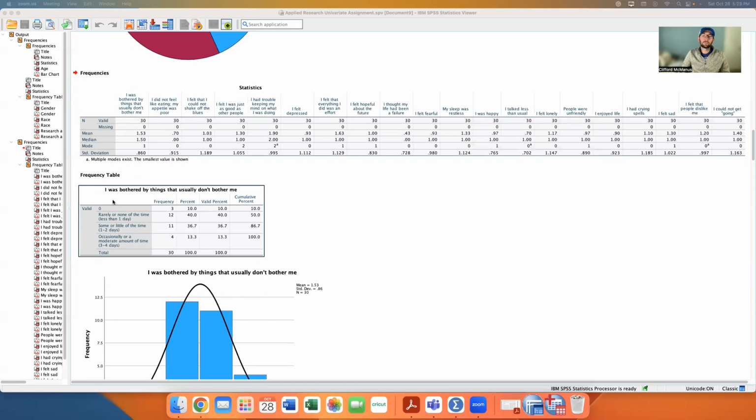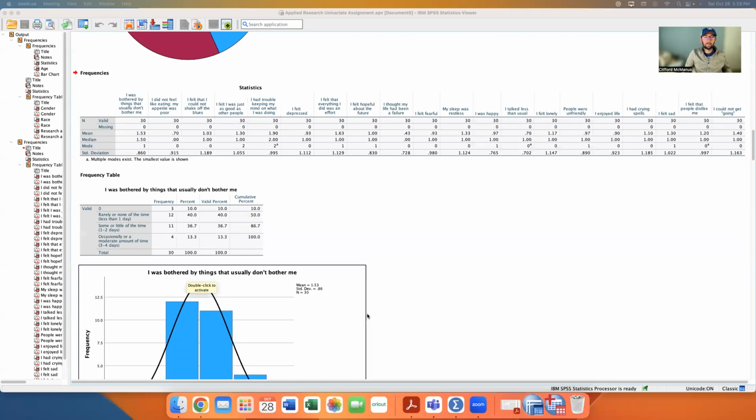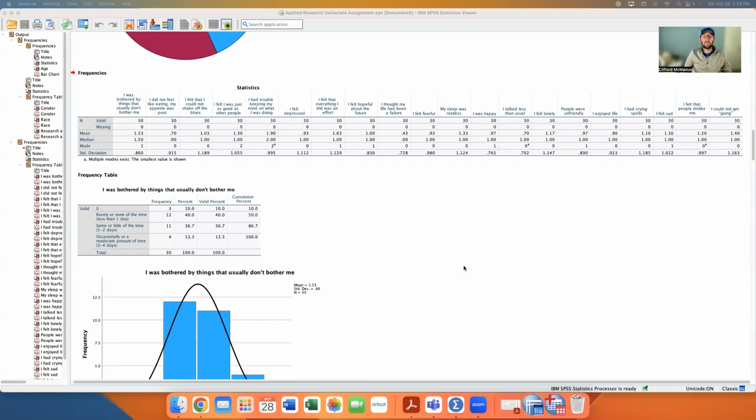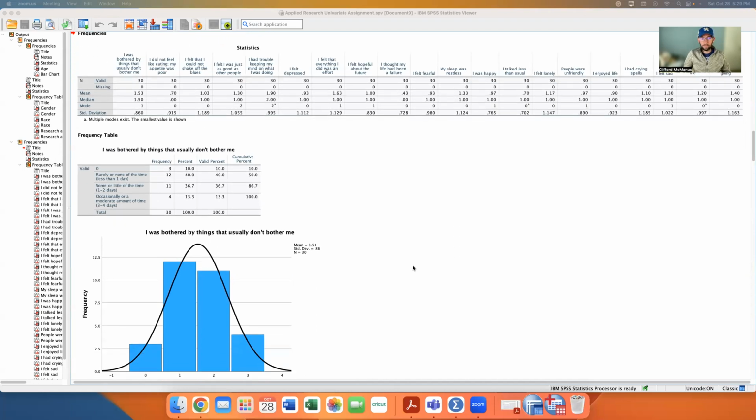So the first question in the survey that required the Likert scale was, I was bothered by things that usually don't bother me. You'll see that 10% responded with does not apply to me. 40% of the respondents responded with they rarely feel that way. 37% responded with sometimes they feel that way. And then 13% responded with occasionally they feel that way.